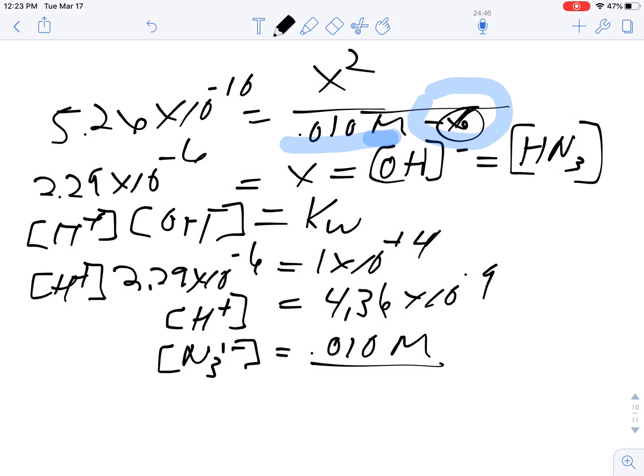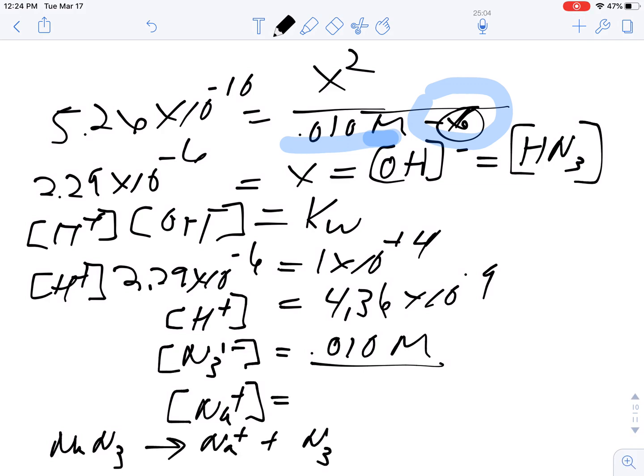But there's one more species out there that we need to know the concentration of, and that is the sodium ion. So because it was a salt, remember in the very beginning, the salt broke apart 100%. So that means that the concentration of this is going to be 0.10 molar as well. Okie dokie.